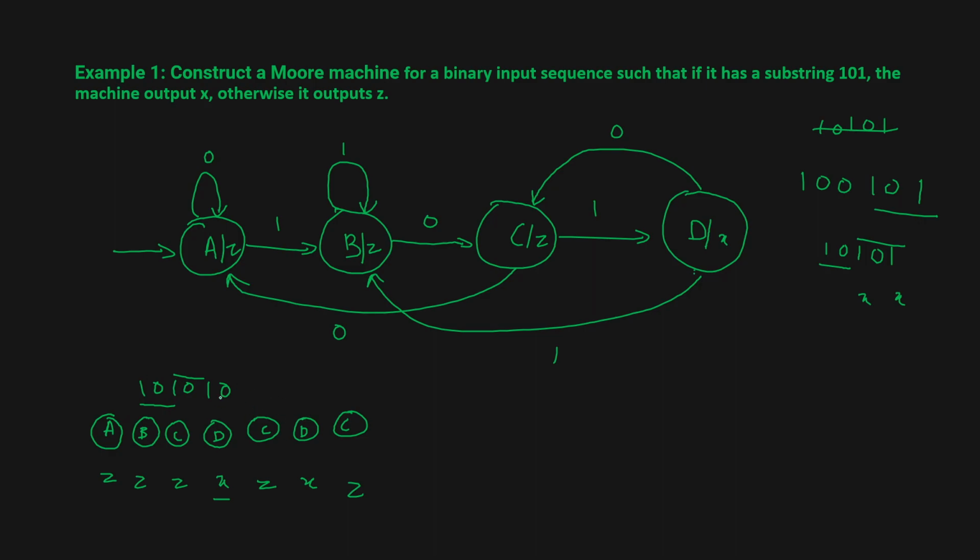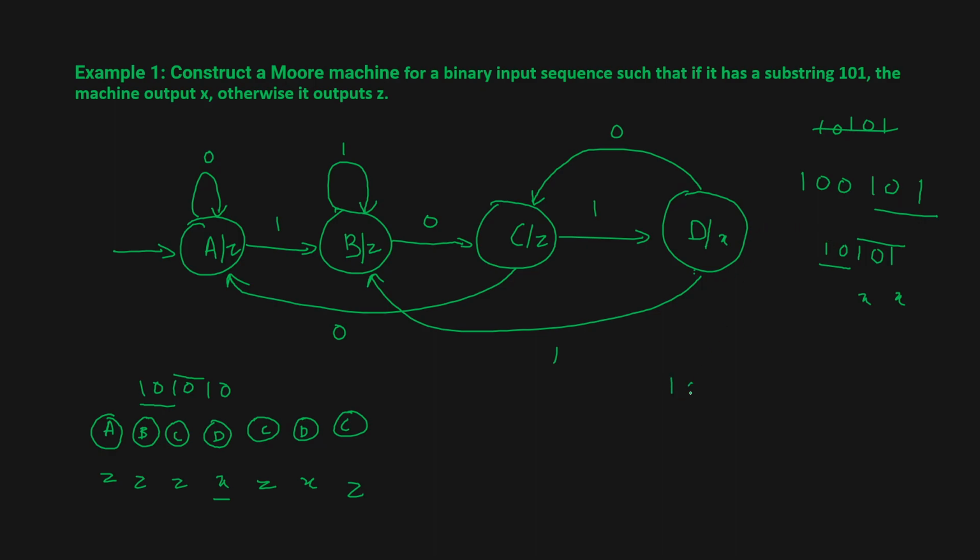So this is how we have encountered the substring 1 0 1 once over here and twice over here. That's why we have got this output X 2 times, and in the rest of the places the output is Z. Okay, so I hope you got this concept. You may want to try it for this also.